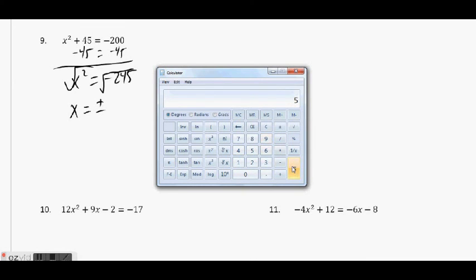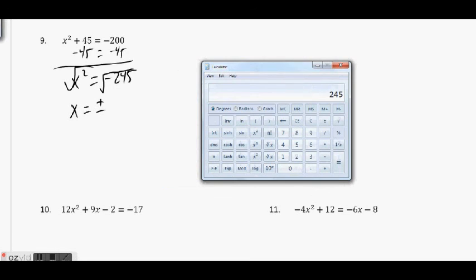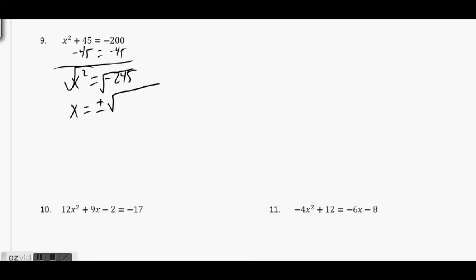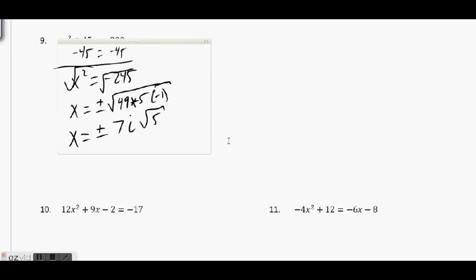Alright, so 245 is 49 times 5. So I have the square root of 49 times 5, and then I still have that little negative 1 hanging around. So my answer, plus or minus, square root of 49, 7. Square root of negative 1 is imaginary, times the square root of 5. And we're done. Alright, these are those problems I was trying to show you guys in class.